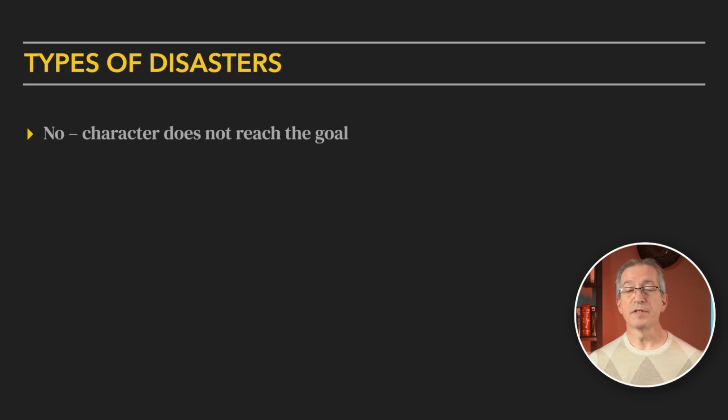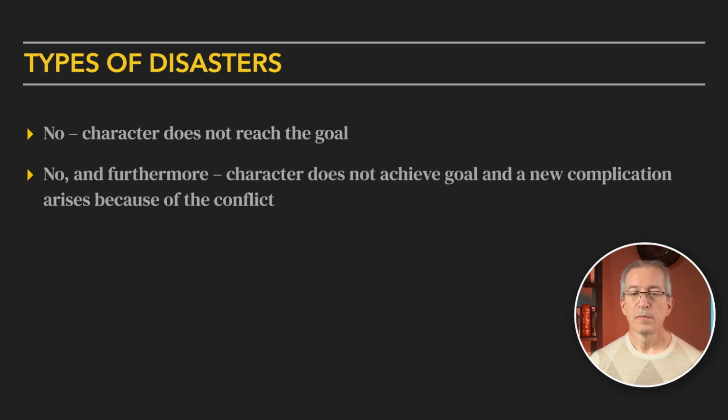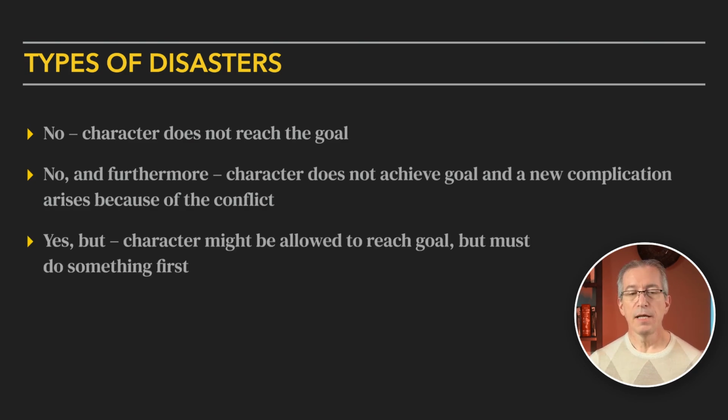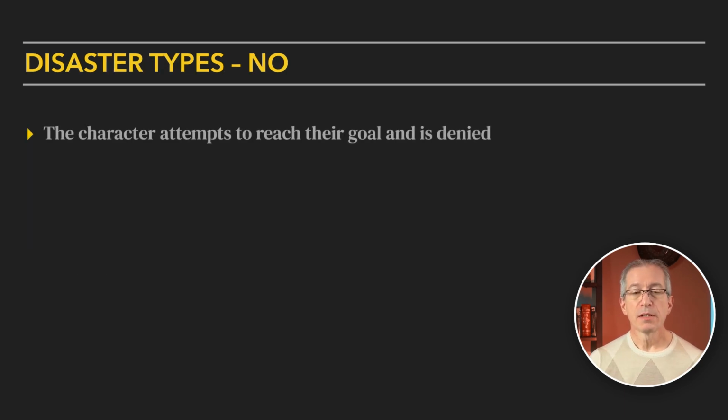And there are types of disasters. There are 3. There's "no," where the character does not reach their goal, and there's really no complications to it. There's "no, and furthermore," where the character doesn't achieve their goal and a new complication arises because of the conflict or the disaster. And "yes, but," where the character might be allowed to reach their goal, but must do something first. So we'll talk about each of these. So the "no" disaster: the character attempts to reach their goal and is denied.